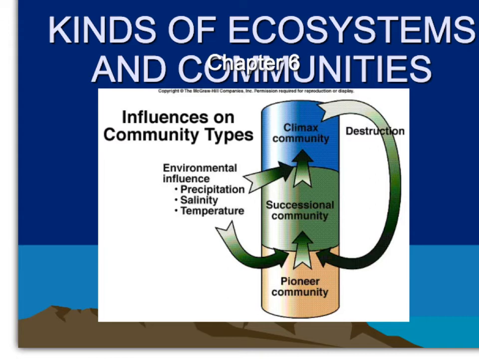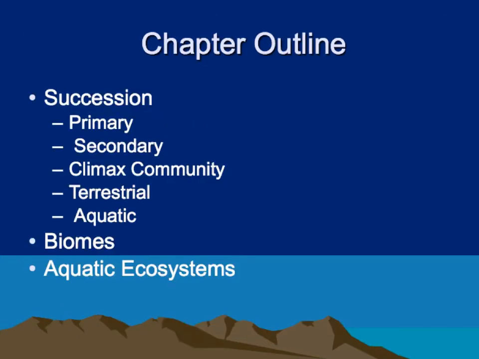And this nice flow chart does a really good job of showing if destruction happens, we might end up back at pioneer or successional, and then also environmental influences on this. Here we have our chapter outline.